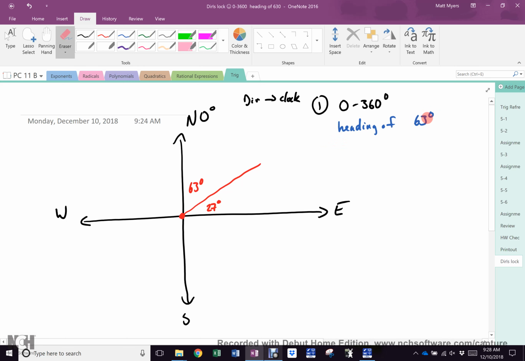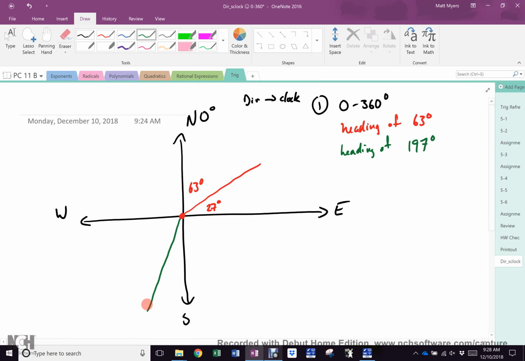All right, I'm going to ask you to do one of your own. That should have been red to do 63. Okay, I'm going to give you another one. I'm walking at a heading of 197 degrees. Where am I walking? Into the third quadrant. Yes? Down here. Everyone agree?